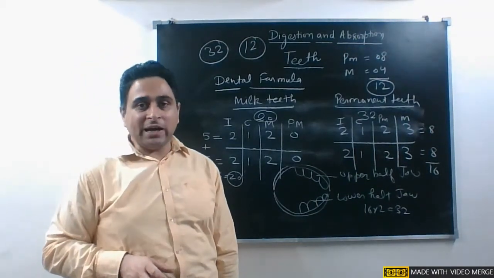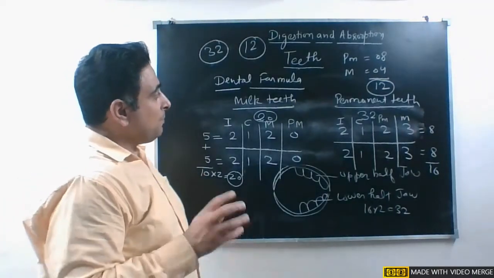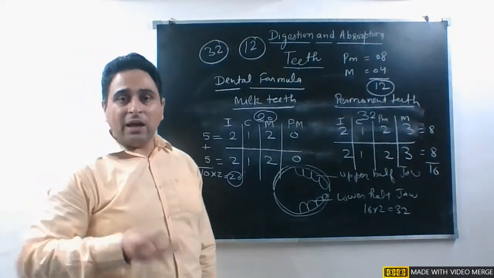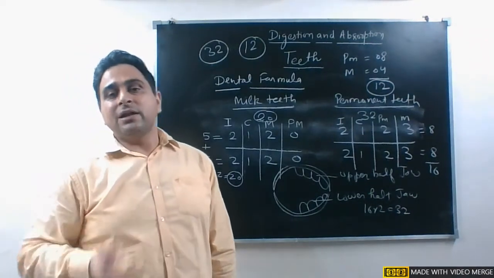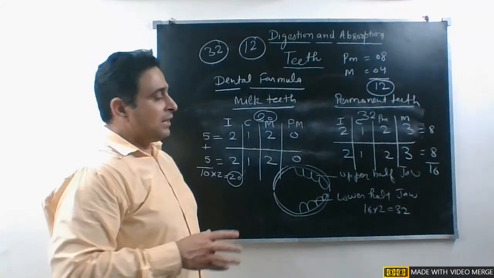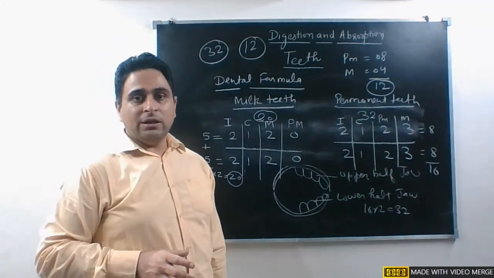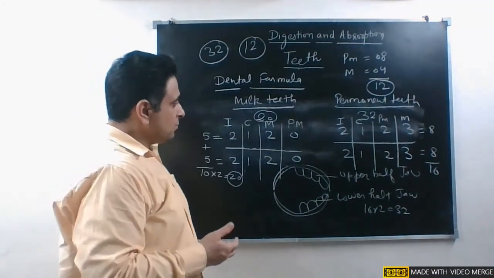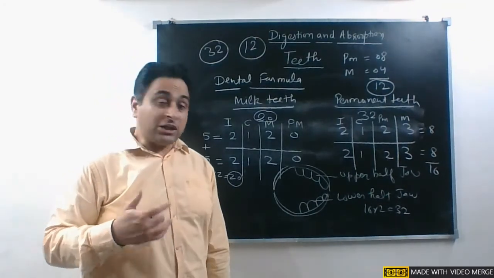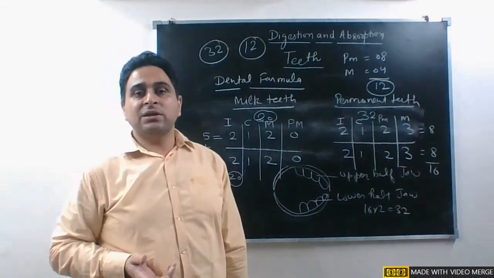When we started buccal cavity, we said that there are 3 important components. One is palate, second is tongue, and third is teeth. So in this way, we have completed the buccal cavity part. Now in the next topic, we will start with the next part of alimentary canal, that is pharynx.